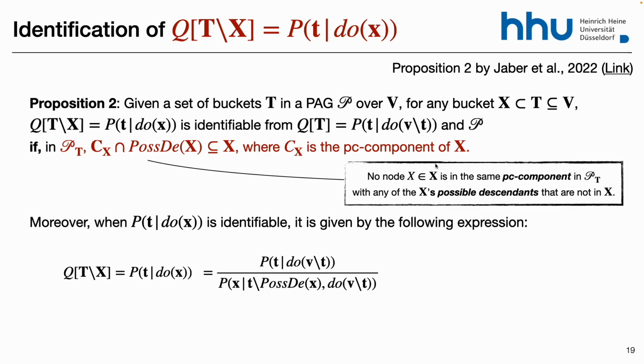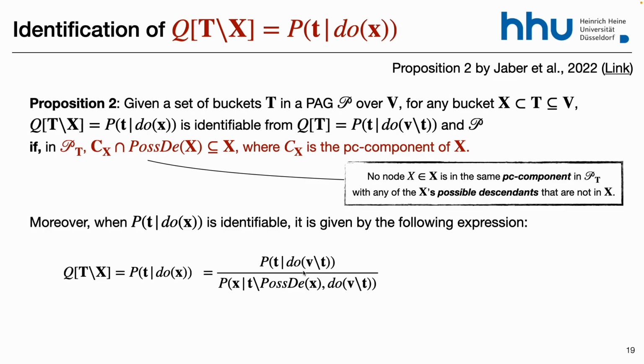And using this distribution, which is no longer an observational distribution but rather an interventional distribution, you just need to get the joint in the denominator and a conditional in the denominator. And the conditional one is that you get x conditional on t minus possible descendants of x. So this part of the do v minus t is just an indicator, that's the distribution of qt, right?